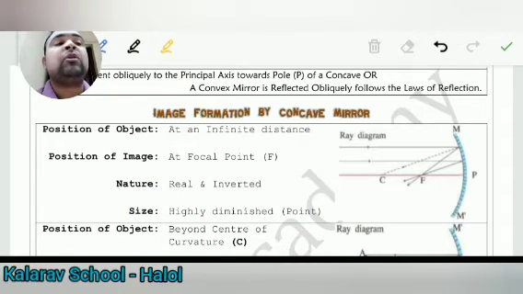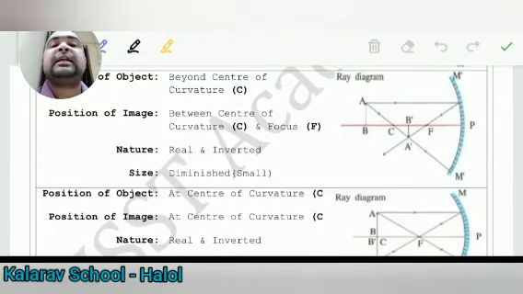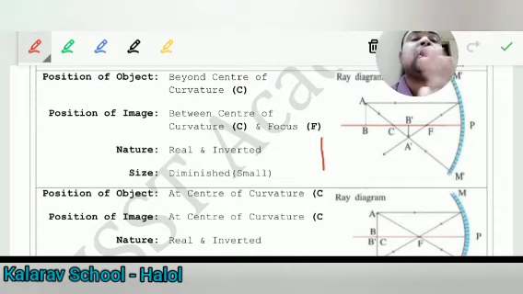Okay, now we will see the next ray diagram. In the next ray diagram, you are placing your object beyond the center of curvature, meaning beyond the C.